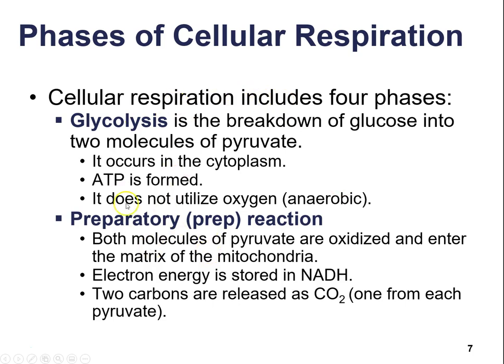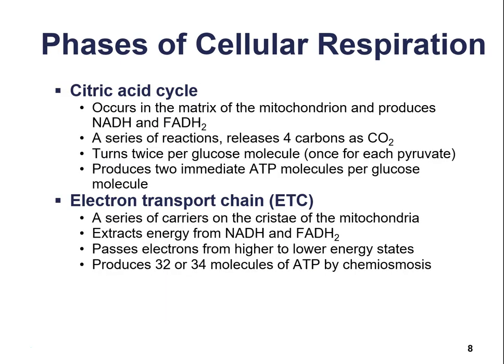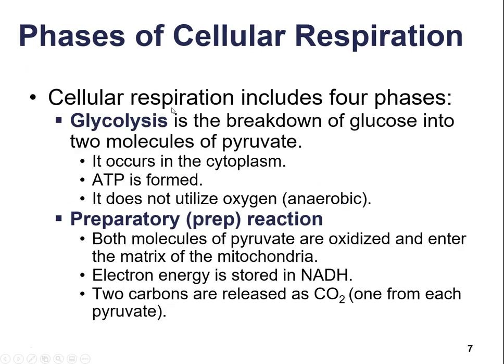The next phase is the prep reaction. You'll see that some textbooks won't break this up as a separate phase. They'll include the prep reaction within the citric acid cycle, okay? But for our purposes, we're dividing it into 4 main phases. In the prep reaction, those pyruvate molecules that were produced in glycolysis become oxidized and enter the mitochondria. Essentially, that prep reaction occurs in the matrix of the mitochondria.